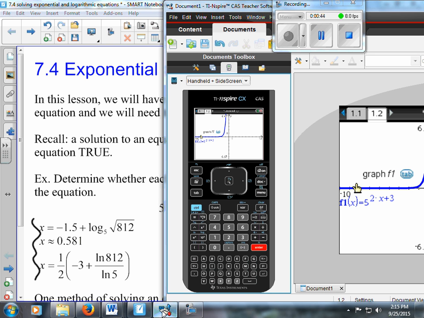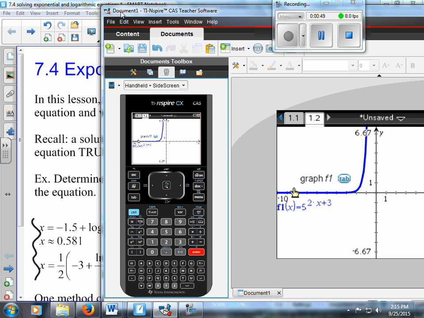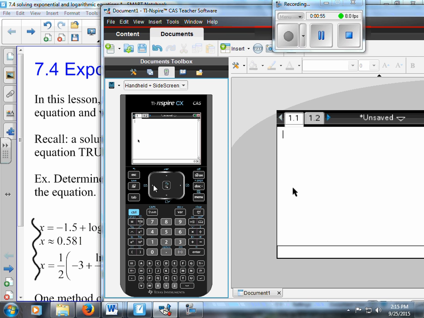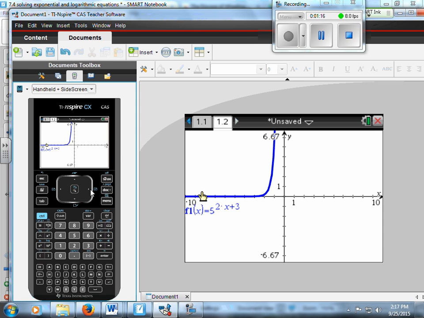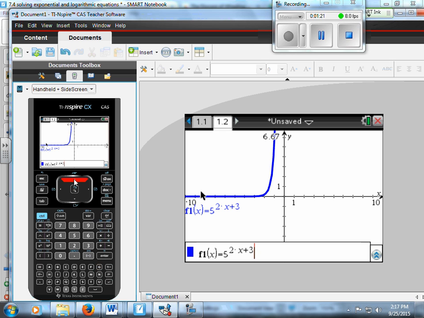So here I have my calculator, and I have typed into the graphing screen 5 to the 2x plus 3. Now I'm going to go to a calculator page, and I'm going to plug in these different x values. And so now I've taken the time and typed all of those x values into F1. You can get F1 when you hit the variable button, and F1 will pop up, so long as in the graphing screen you typed the equation into F1.